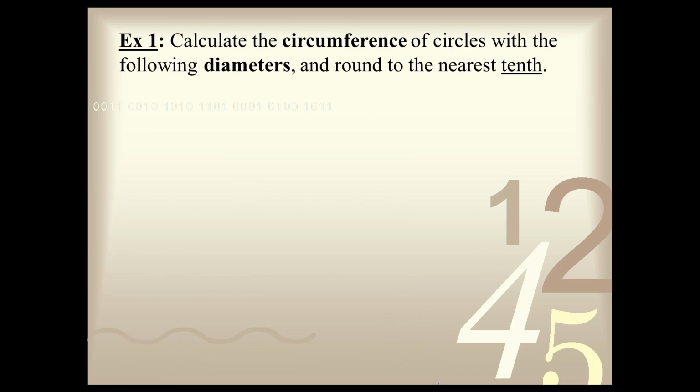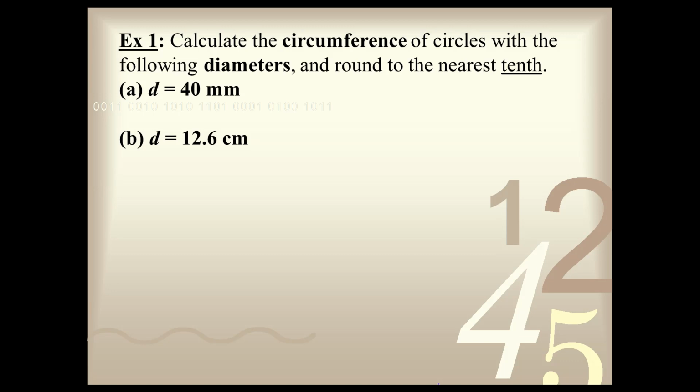Okay, let's do some calculations. So example 1: I want to calculate the circumference of a circle with the following diameters and round to the nearest tenth of a decimal place. So I have A, which has a diameter of 40 millimeters, and B, a diameter of 12.6 centimeters.